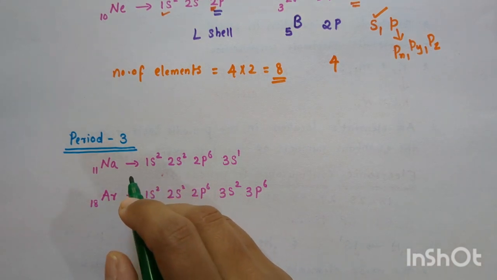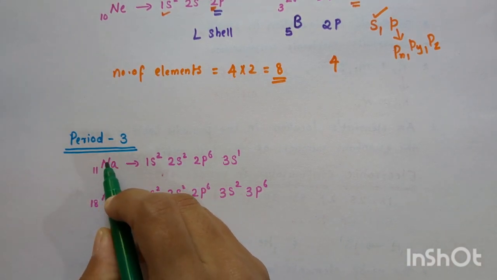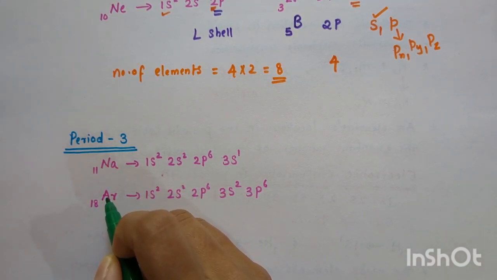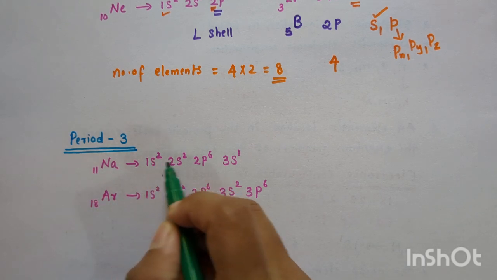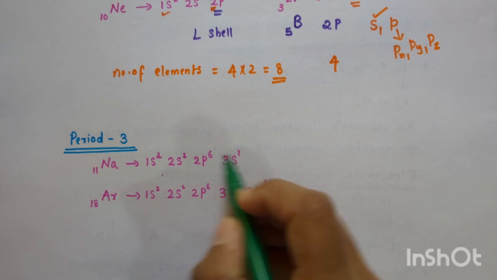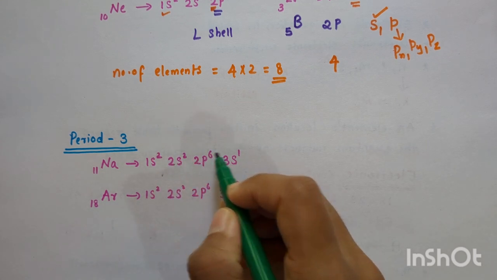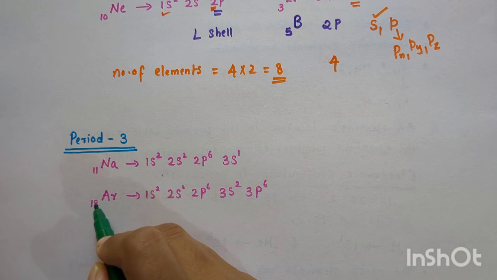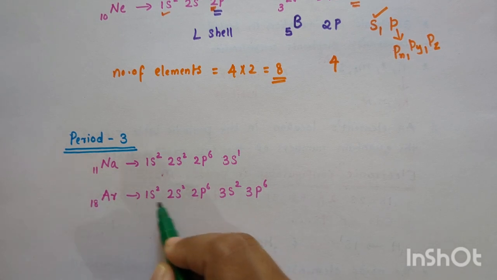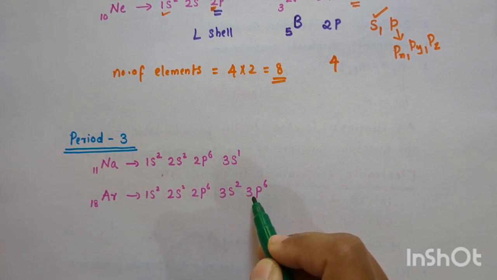That is, you see, the third period starts with sodium and ends with argon. Sodium's atomic number is 11, so the electronic configuration will be 1s2, 2s2, 2p6, 3s1. So 2 plus 2 is 4, 4 plus 6 is 10, 10 plus 1 is 11. Similarly, the electronic configuration of argon, whose atomic number is 18, will be 1s2, 2s2, 2p6, 3s2, 3p6.